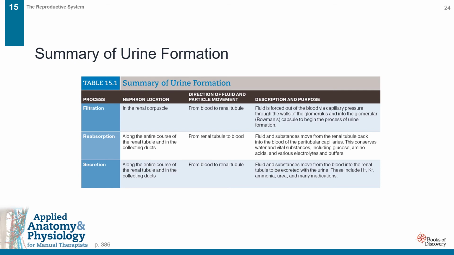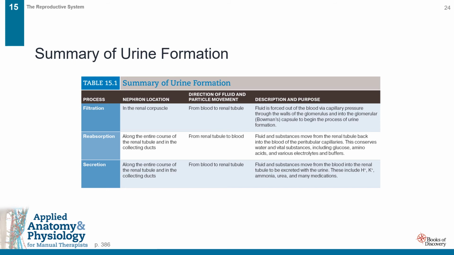With reabsorption, the location within the nephron is along the entire course of the renal tubule and in the collecting ducts. The direction is from the renal tubule to the blood, and in terms of its description and purpose, fluid and substances move from the renal tubule back into the blood of the peritubular capillaries, and this conserves water and vital substances, including glucose, amino acids, and various electrolytes and buffers.